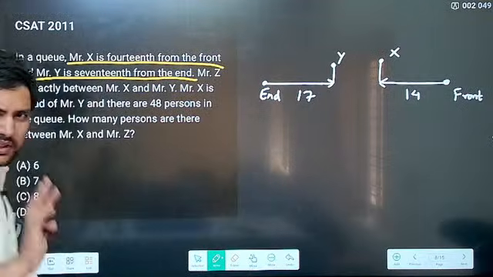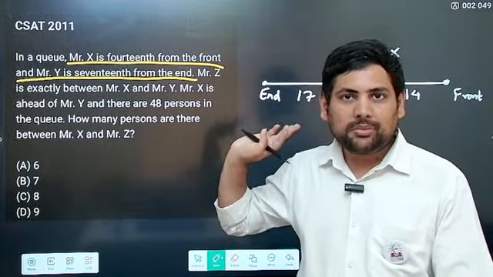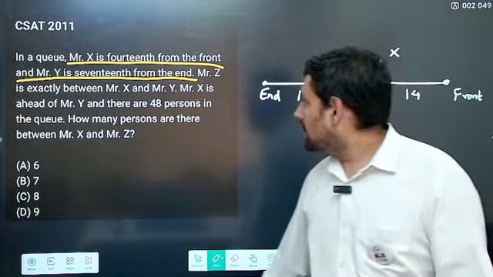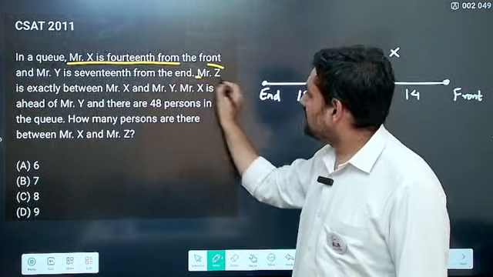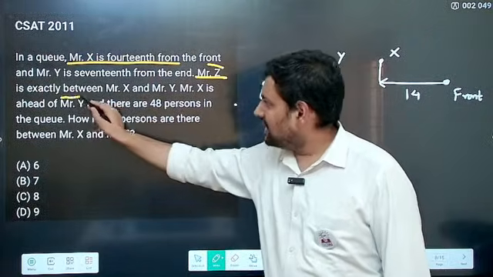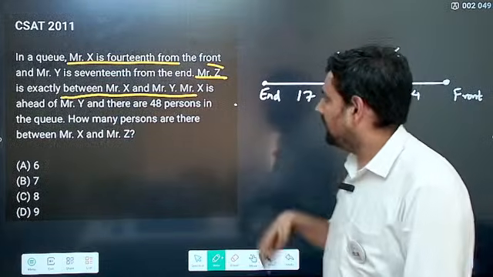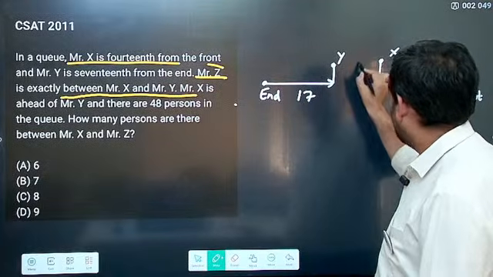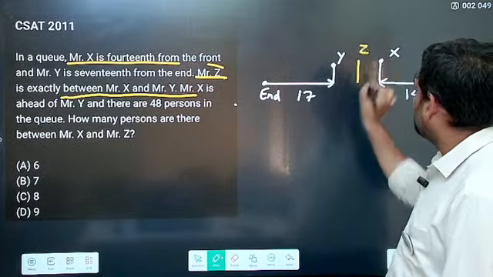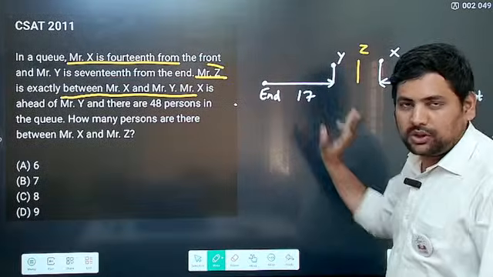Now, first we always draw the normal diagram. If there is need, then we'll see the overlapping diagram as well. Now, the next thing is Mr. Z, another person. Mr. Z is exactly between Mr. X and Mr. Y, somewhere here. Exactly in the middle, so whatever is the length here, half will be here, half will be here. Then only he is in the middle.